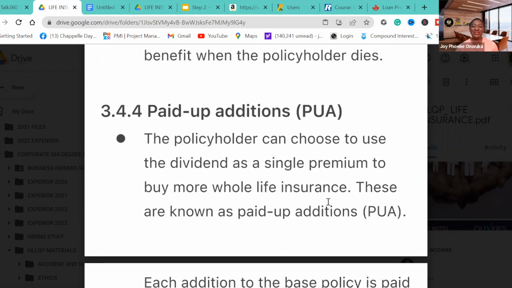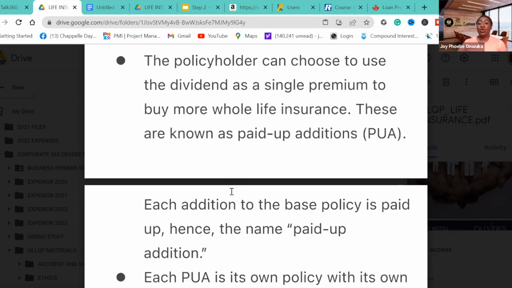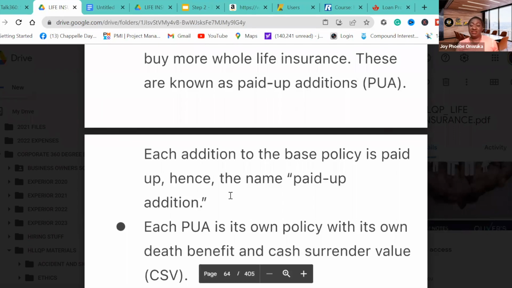Now we move on to another way in which we can receive dividend. That is through paid up addition. The policyholder can choose to use the dividend as a single premium to buy more whole life insurance. And these are known as paid up additions. That is, you're paying up an additional coverage.